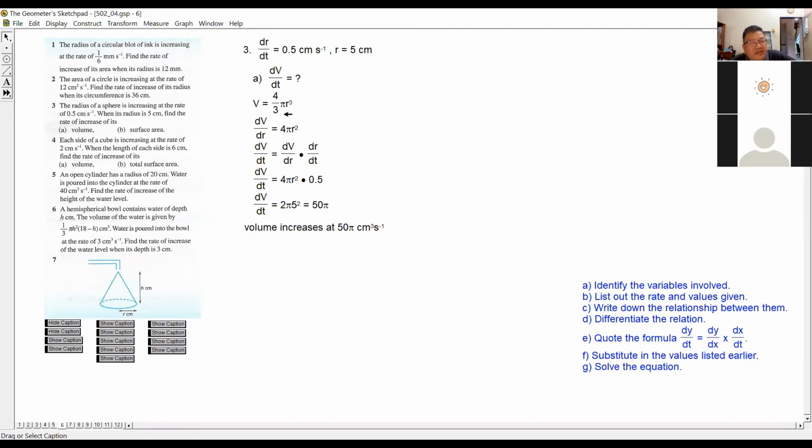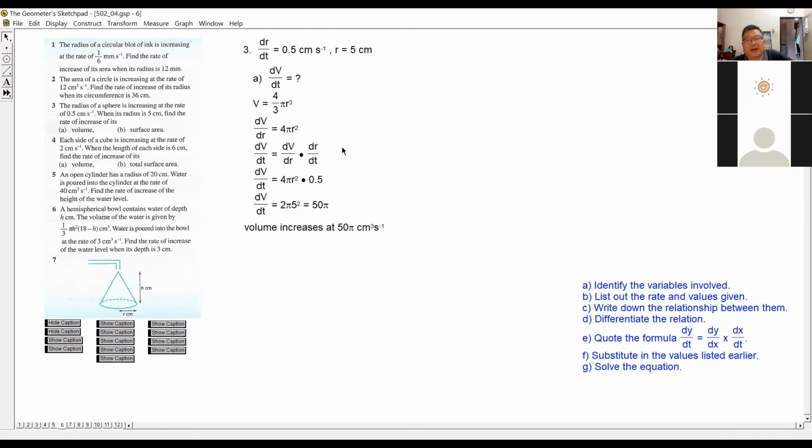Now, since this is a sphere, the relationship between the volume of the sphere and the radius is v equals 4 over 3 pi r cubed. Next step, what must you do after you write down the formula? Differentiate. Okay, differentiate. dv dr is 4 pi r squared. After you differentiate, what must you do? Put the formula. The chain rule. So the chain rule is dv dt equals dv dr times dr dt. You see the sequence, the format, how to write this chain rule.